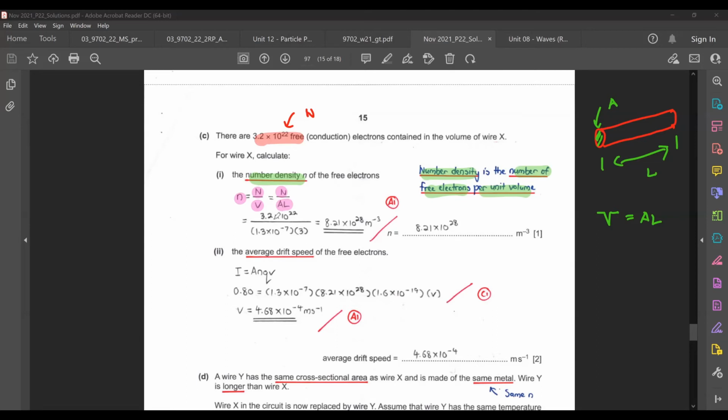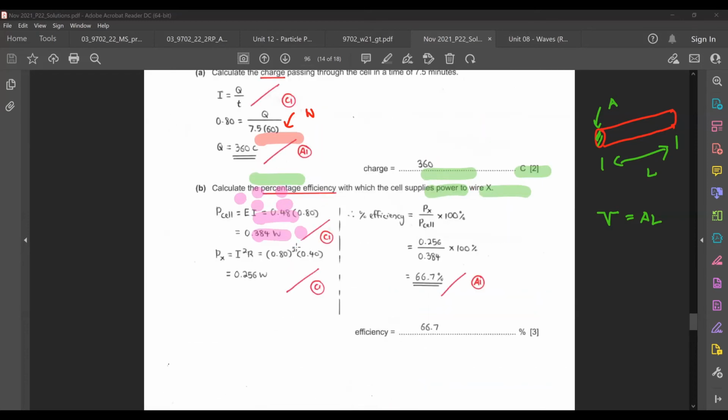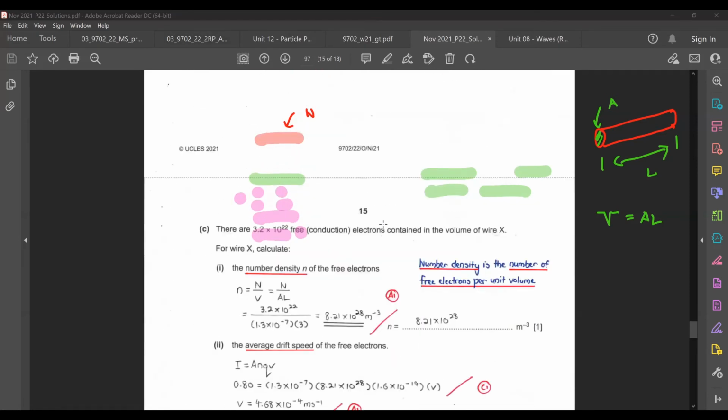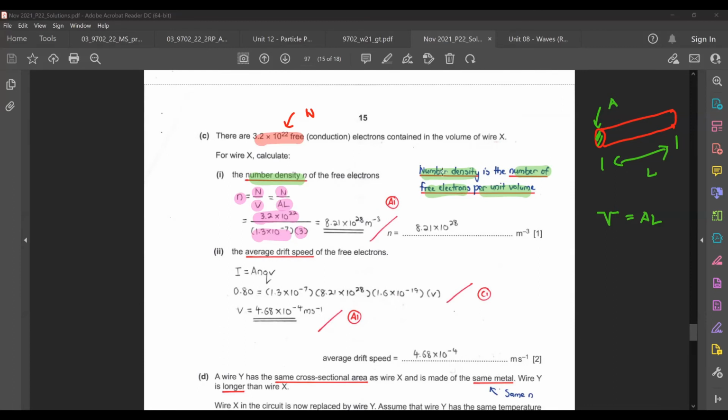So you know all these values already. N is 3.2 times 10 power 22, cross-sectional area is 1.3 times 10 power minus 7, and the length is 3 meters. You can get these values from the previous page. Okay, it's over here and over here. So eventually you will get your answer as 8.21 times 10 power 28. Just like that.